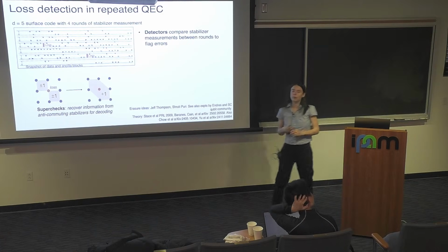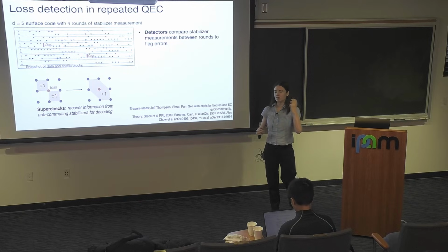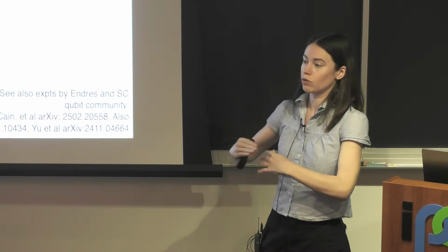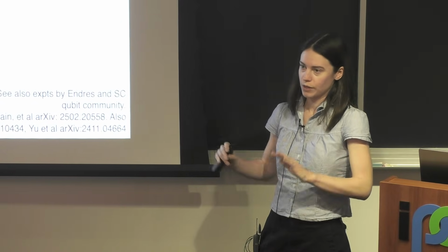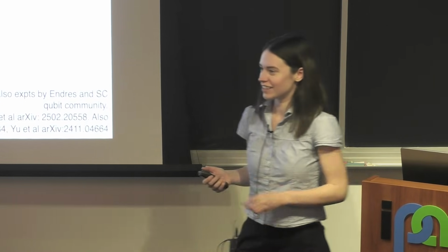Great question. In this experiment, we just learned about loss at the end, after our 4 rounds, but in general there are various ways to put loss detection at periodic intervals in your circuit. An example is teleportation or measurement-based quantum error correction, where you teleport to a new block. And we'll actually see that in some of the circuits.